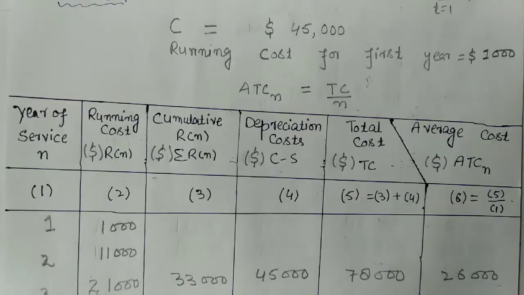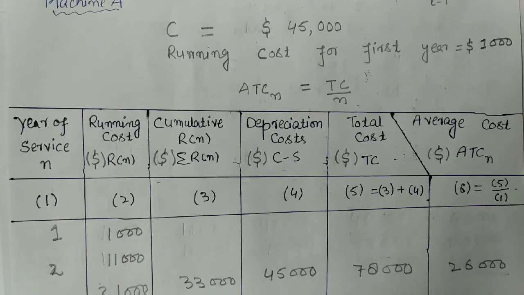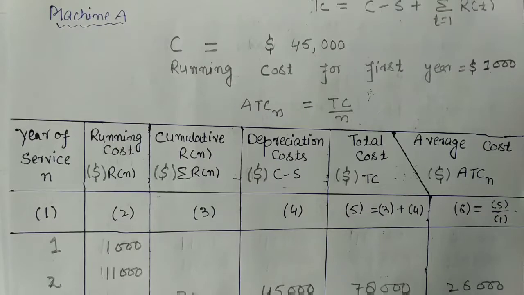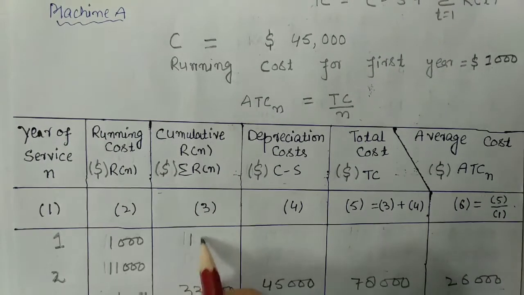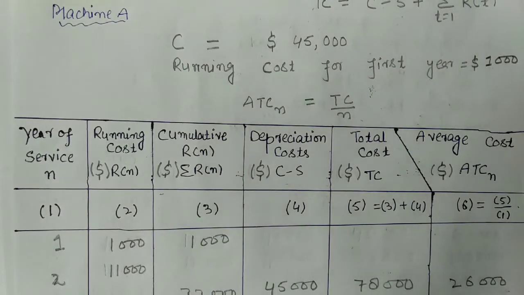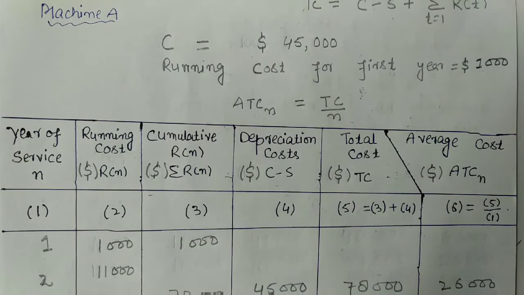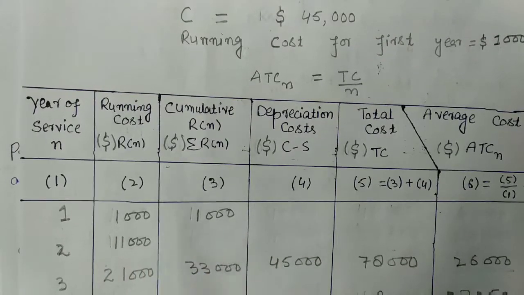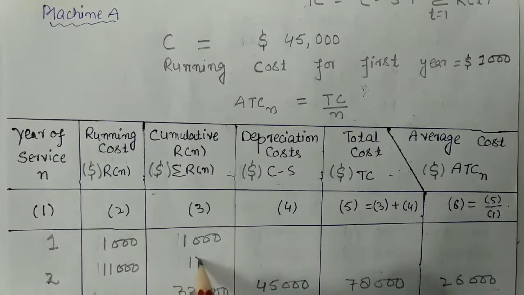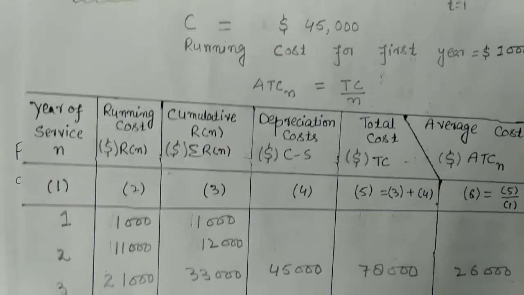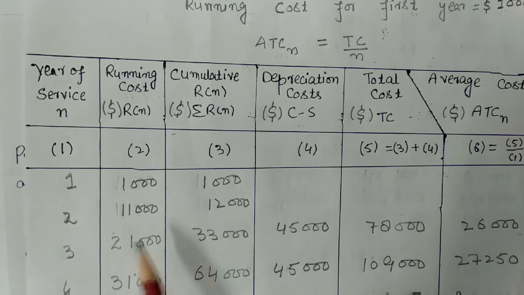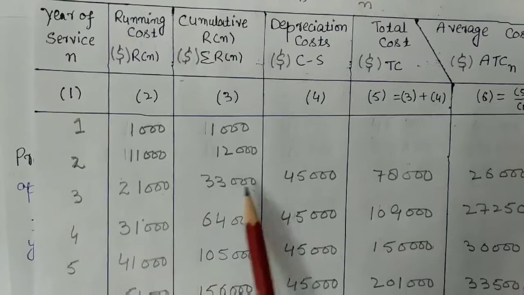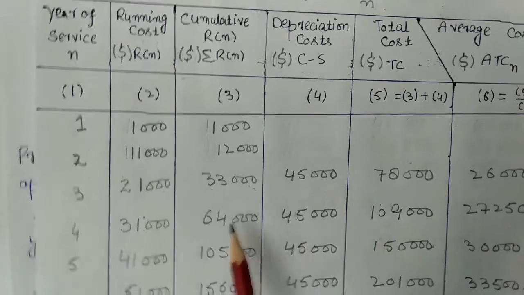After that, cumulative running cost, which means total running cost. Now the total running cost for 1 year is 1,000. After that the total running cost for 2 years is 11,000 plus 1,000, it will become $12,000. Again for 3 years it will become 12,000 plus 21,000, it is 33,000. Then 33,000 plus 31,000, 64,000, and so on.